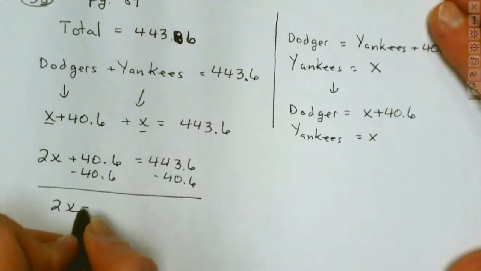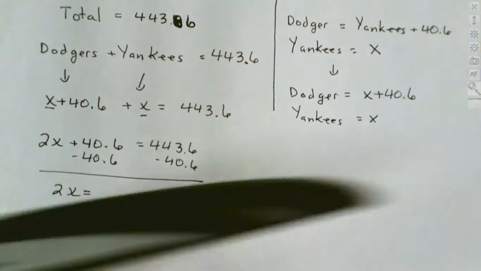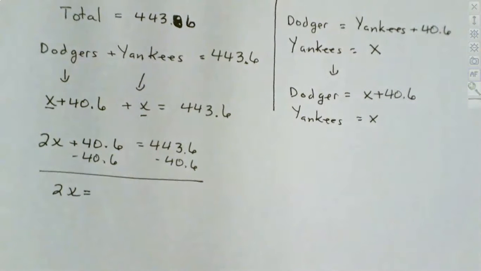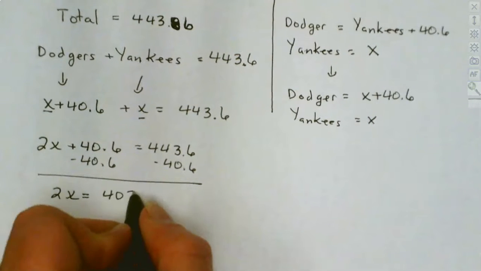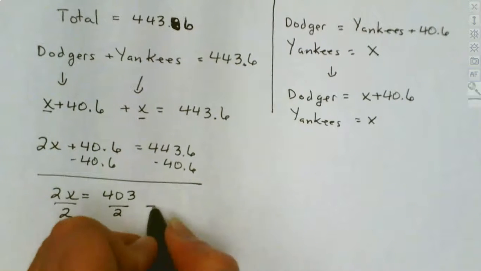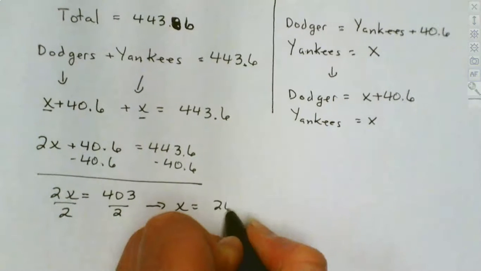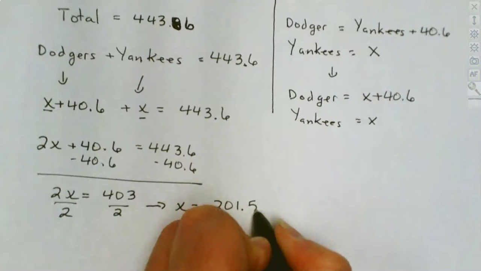Now we have 2X equaling, moving that over, we've got 443.6, subtract off 40.6. That gives you a difference of 403. We'll divide that by our 2. And now we have X equaling 201.5.